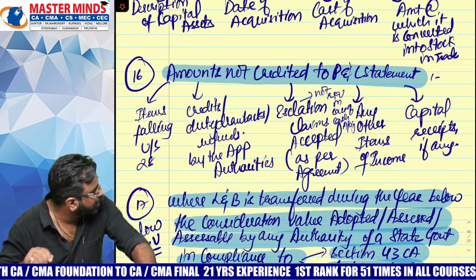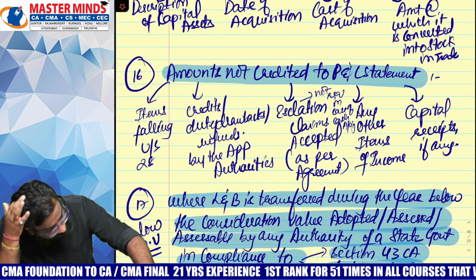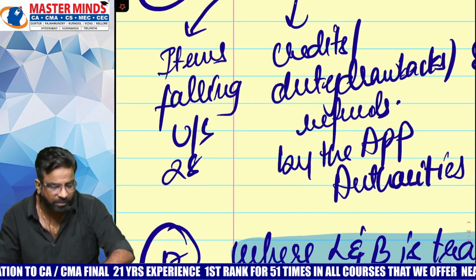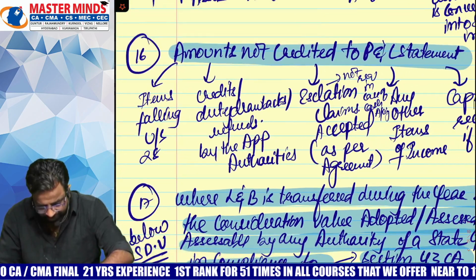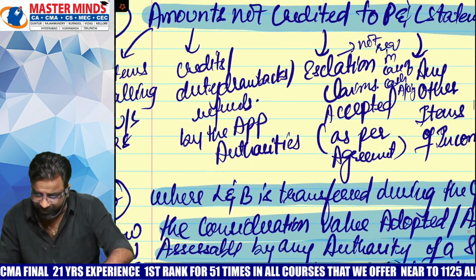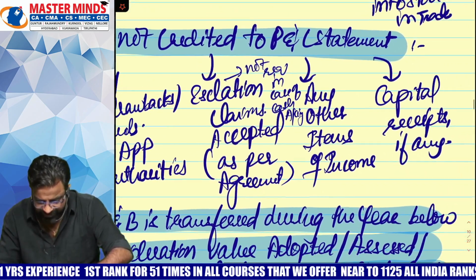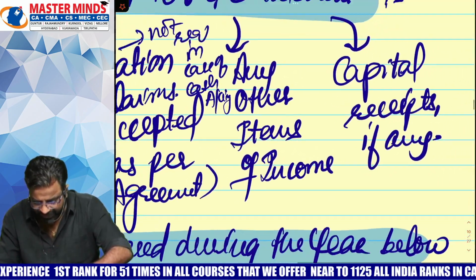Amount not credited to P&L. What are the amounts which you have not credited to P&L? Items which are falling under what? 28. Credits and duty drawbacks refunds by the appropriate authorities. Escalation claims if accepted by you. Any other incomes and capital receipt.